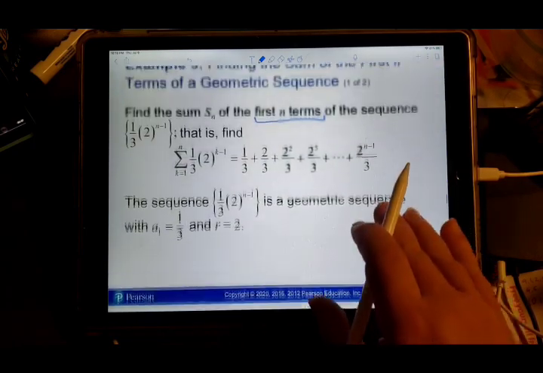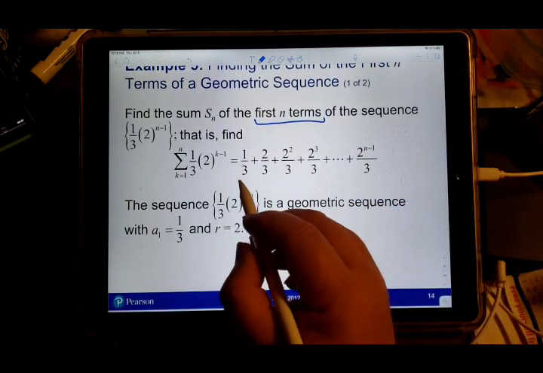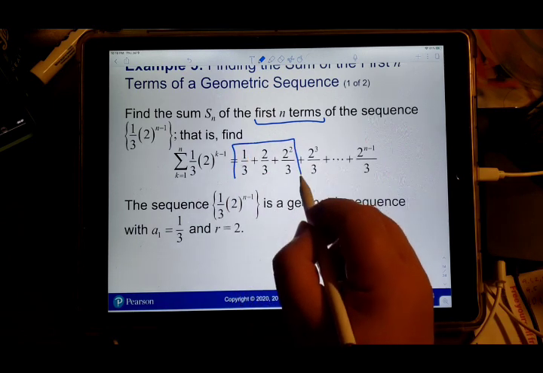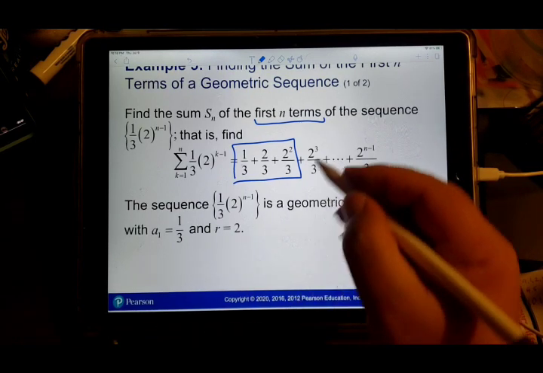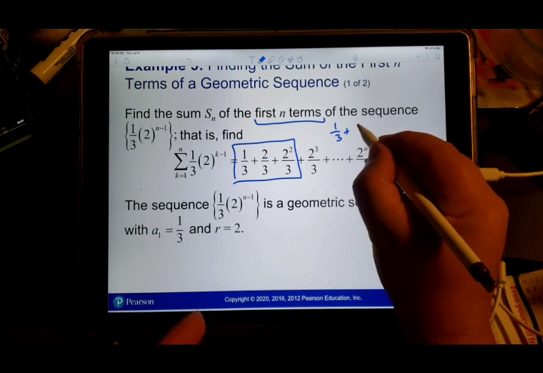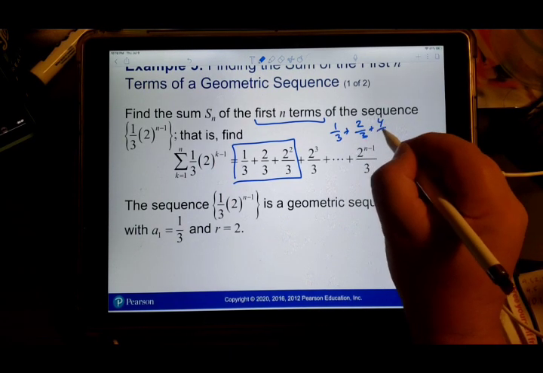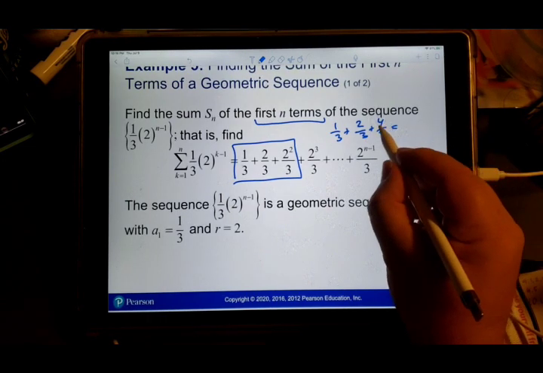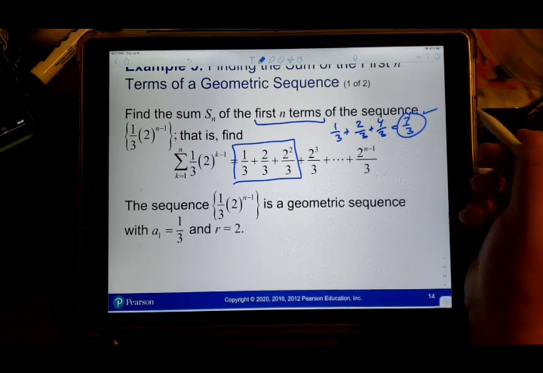Let's say we wanted to find the sum. I'll talk about n terms in a minute, but let's say we just wanted to find the sum of the first 3 terms. I know we could do that without this formula, but that's actually the point. The sum of the first 3 terms, just using addition, 1/3 plus 2/3 plus 4/3 is 7/3, and that's the answer.